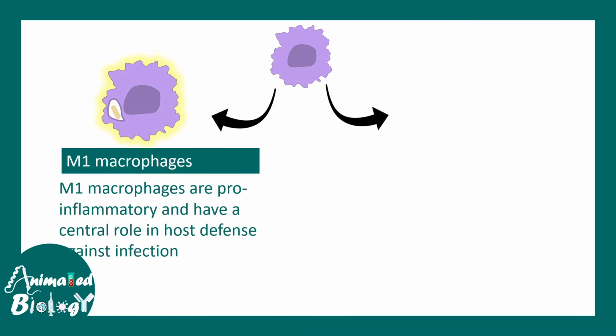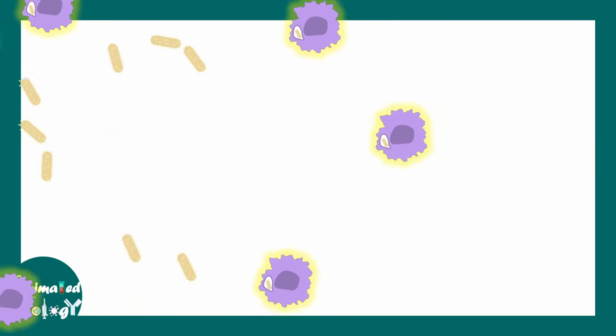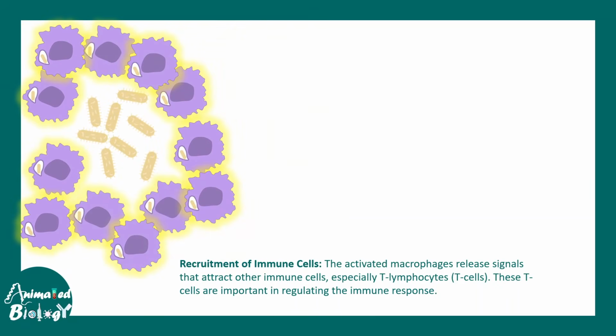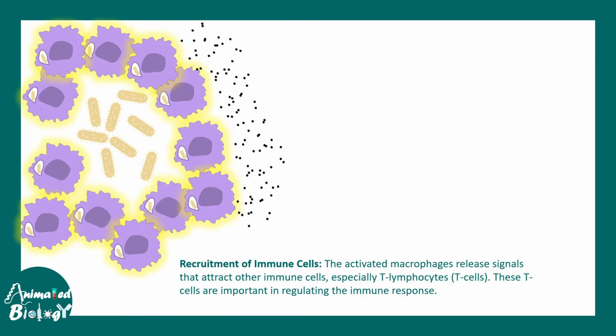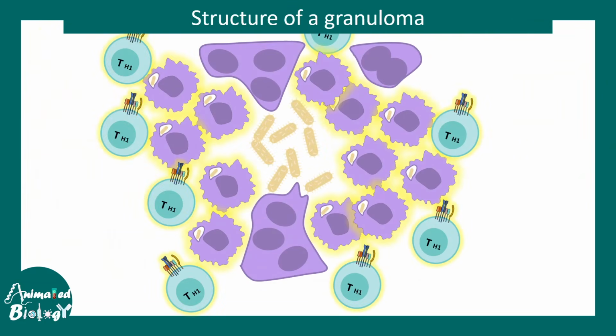There are two types of macrophages broadly. M1 macrophages are pro-inflammatory and they have a central role in defense against pathogens, and M2 macrophages are anti-inflammatory in nature. Now in this particular granuloma formation, several activated macrophage cells are recruited, which prevents the bacteria from spreading further. Eventually, these macrophages secrete pro-inflammatory cytokines such as IL-1, IL-6, etc., which attract the Th1 subtype of T helper cells. And all these cells clump together and form the granuloma.